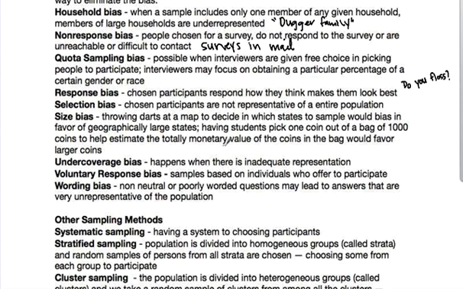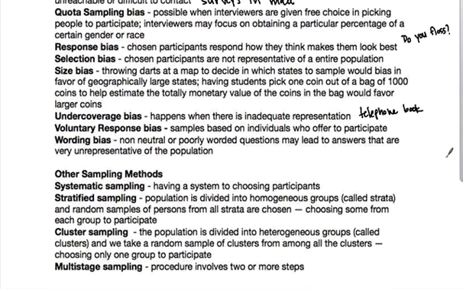Undercoverage bias. This happens when there's an inadequate representation. Undercoverage bias would be like the example we talked about with the telephone book. If you're using the telephone book to obtain the numbers of the people you're going to call, you're going to leave out all the people who are unlisted or who don't have landlines. Voluntary response bias. This is samples based on individuals who offer to participate.